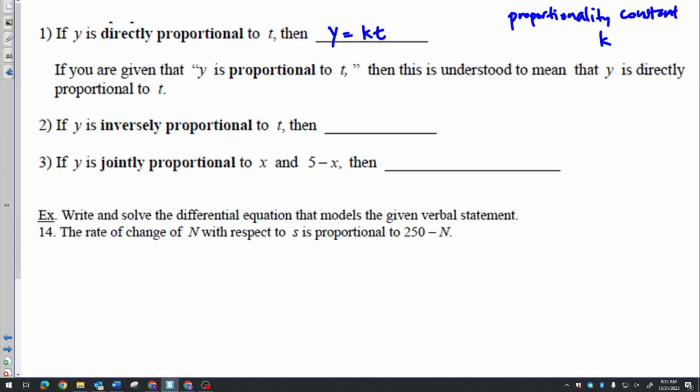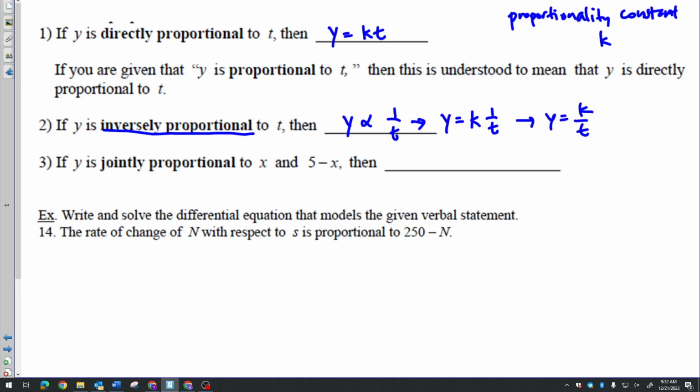When you say y is inversely proportional to t, then what you're saying is y varies with the inverse of t, so 1 over t. But if you wrote that into equation format, this would be y equals some proportionality constant times 1 over t, or y equals k over t.